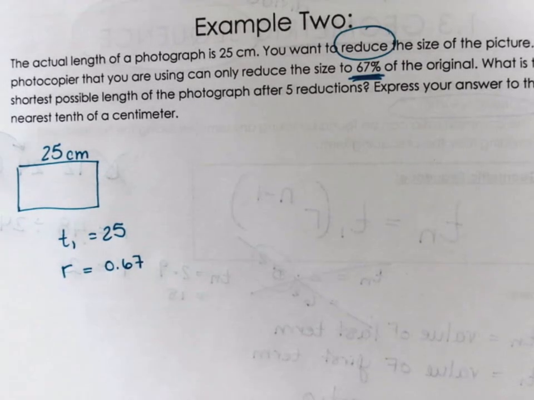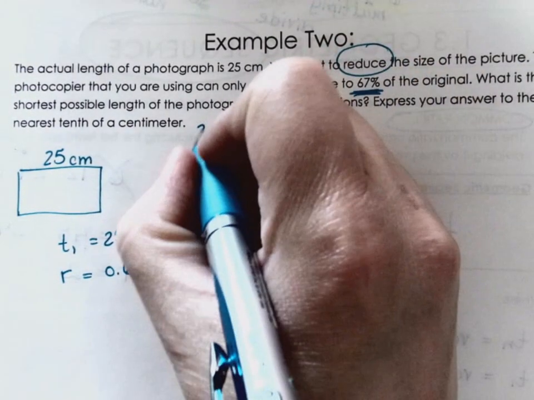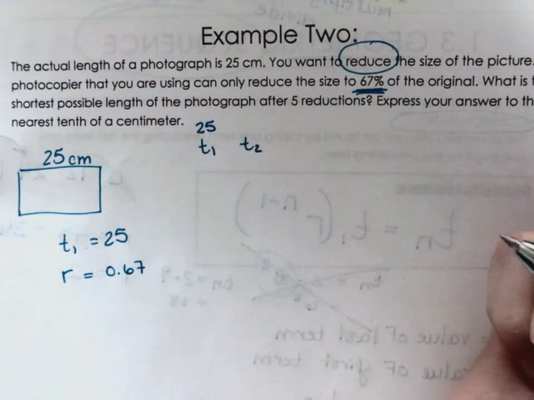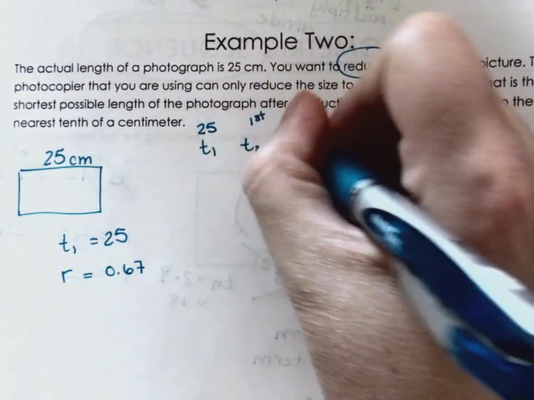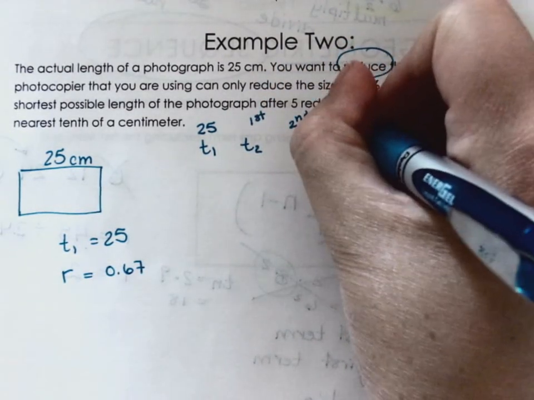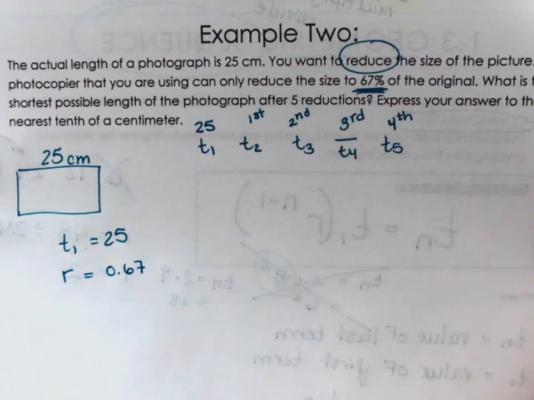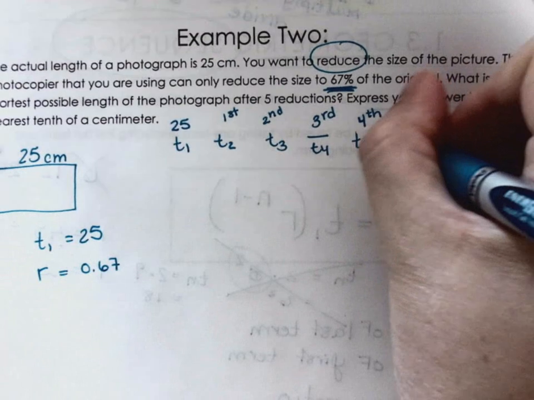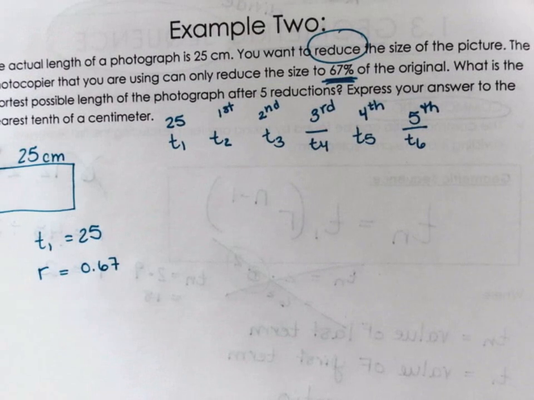So where am I going to be? No, hang on. If T1 is 25, has that been reduced at all? No. So T2, you guys would agree, is my first reduction. Yeah? And T3 would be my second. T4 would be my third. T5 would be my fourth. So what term is my 5th reduction? T6. How was I supposed to know that? Gotta math it out. Count it on your fingers.